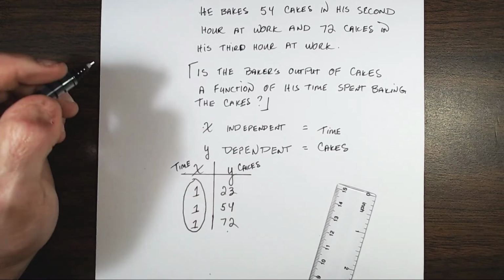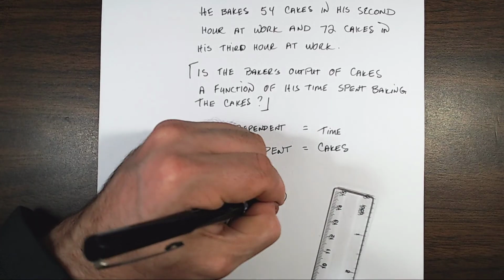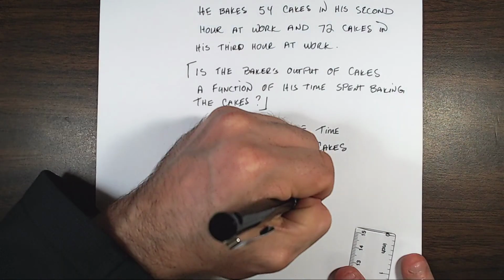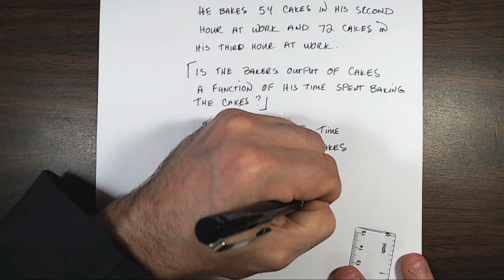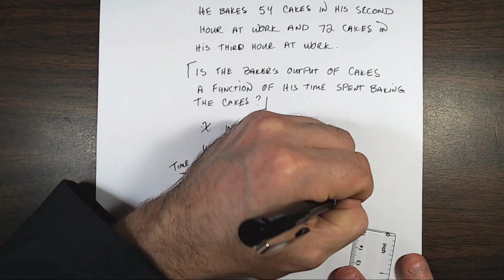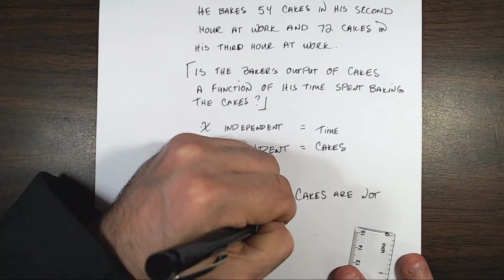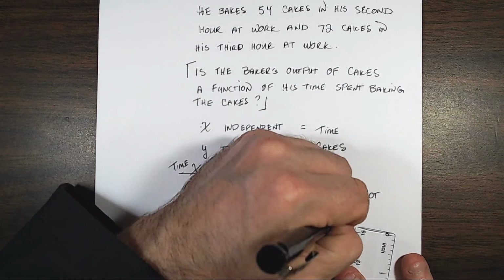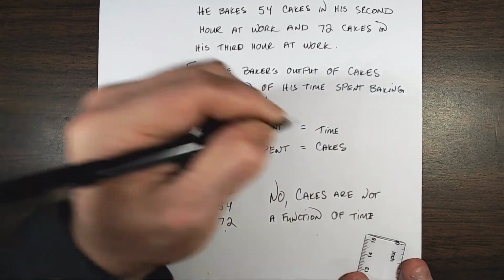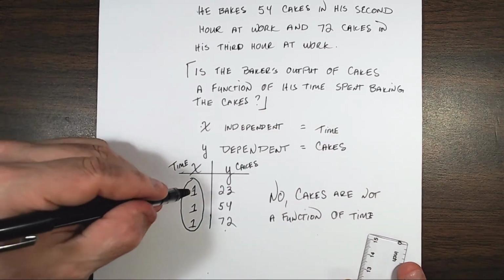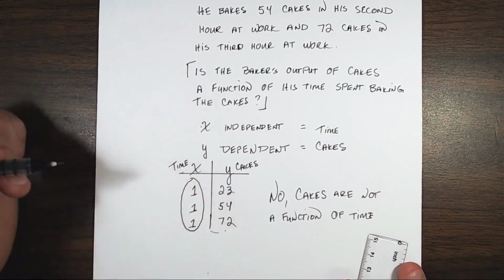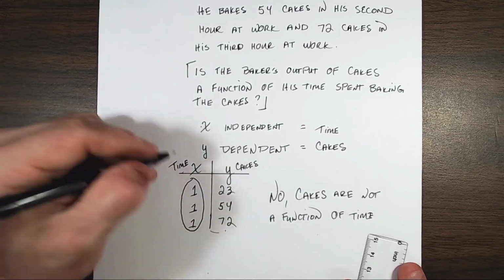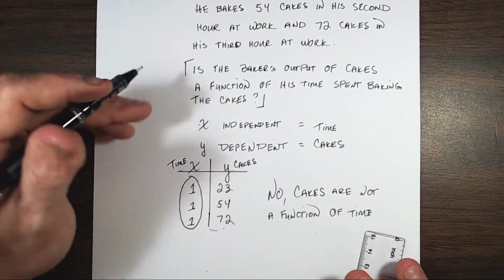Therefore, no, cakes are not a function of time. Why not? Because it took him the same amount of time to bake all these different amounts of cakes. So we have the x repeating. You could just say the independent variable is repeated.